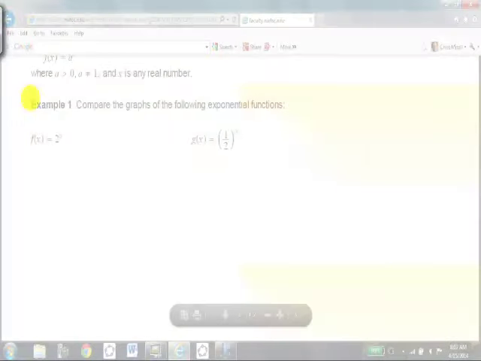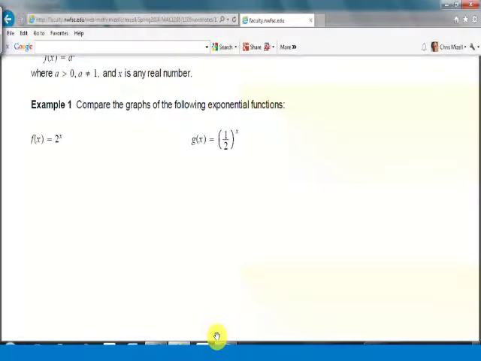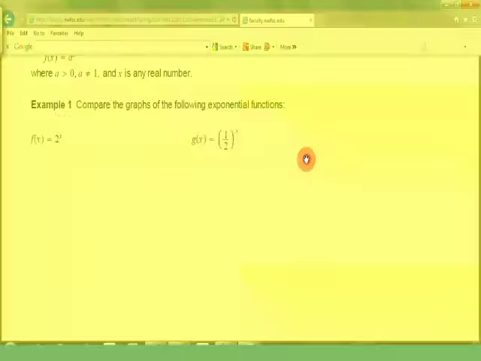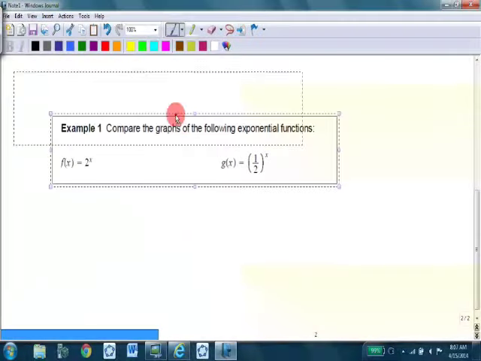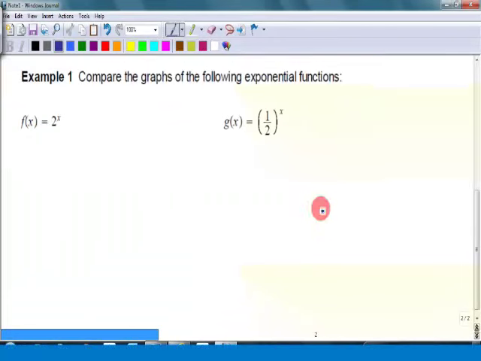So example 1, compare, contrast, if necessary, these 2 graphs. Oh, and to graph these, it's very helpful. I mean, it's good to use, it's helpful to use a calculator. It's also helpful to be able to take the number 2 and raise it to various different integer powers.